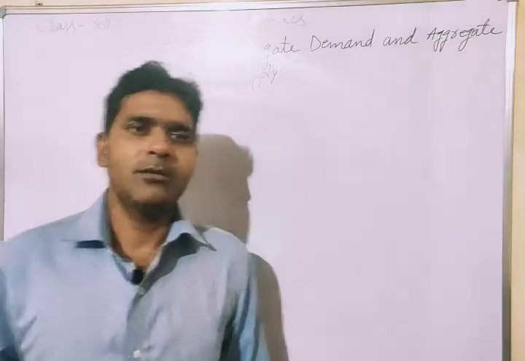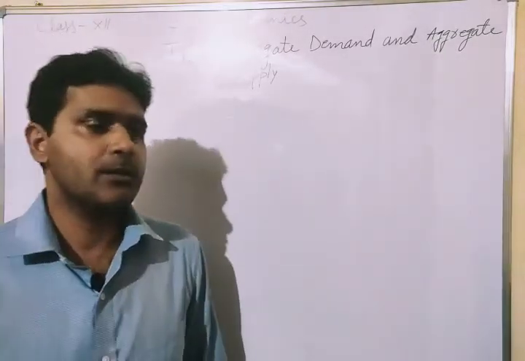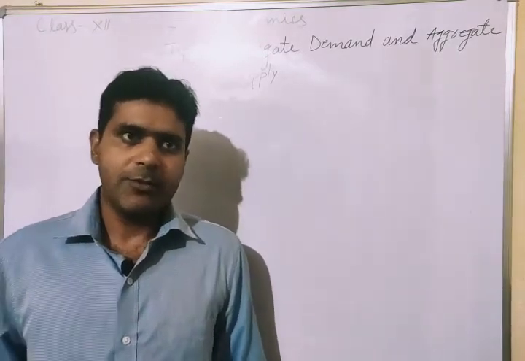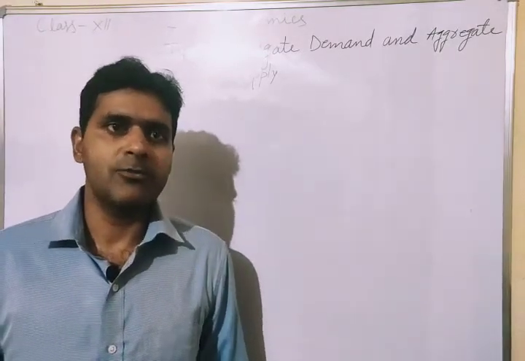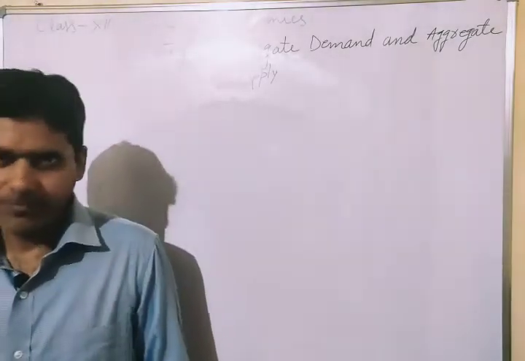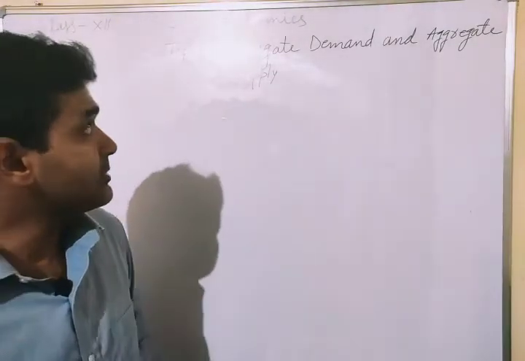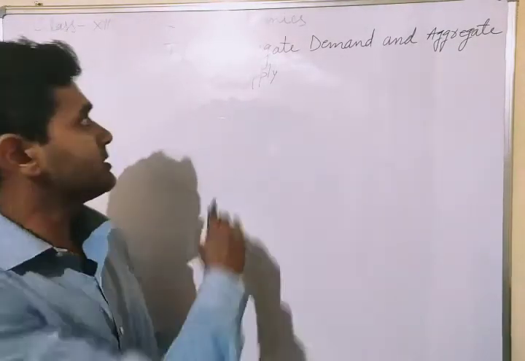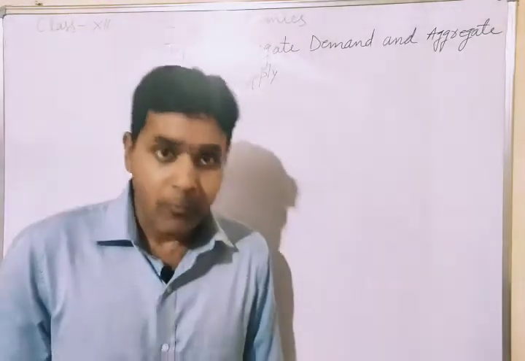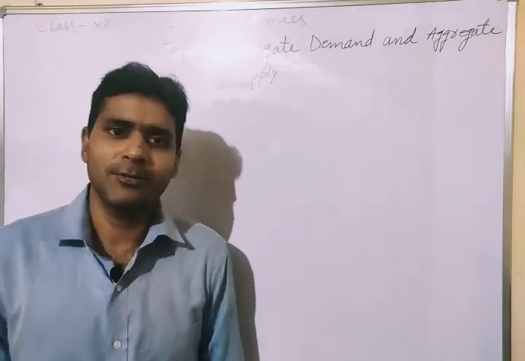We are dealing with the third unit of macroeconomics, which is the determination of income and output, under which we have discussed so far the consumption function, savings function, and investment function. Now moving ahead, today we are discussing aggregate demand and aggregate supply. Before we proceed, let me recall your previous knowledge.